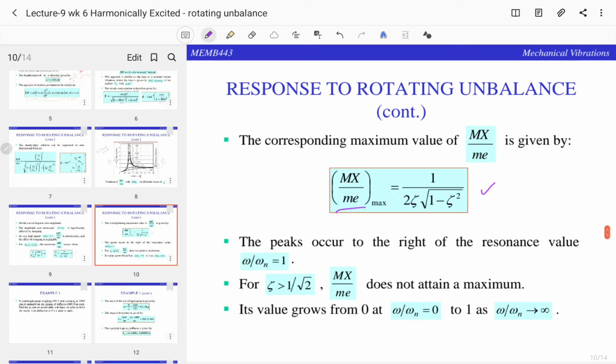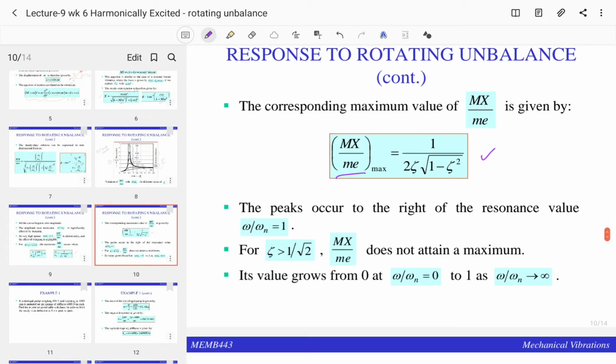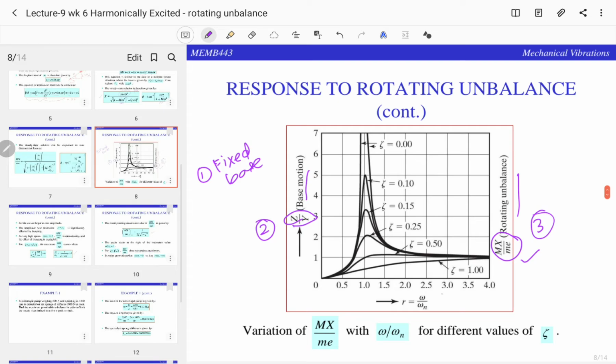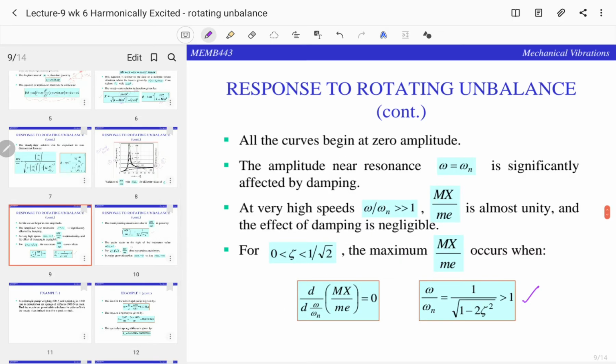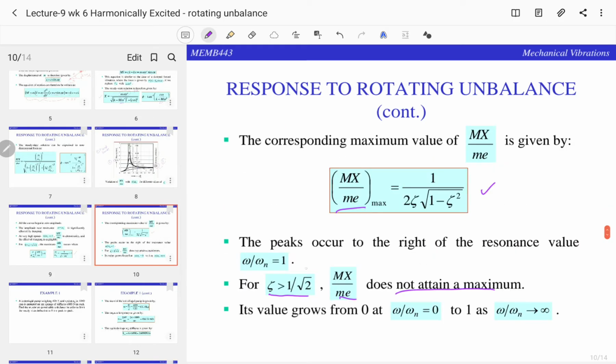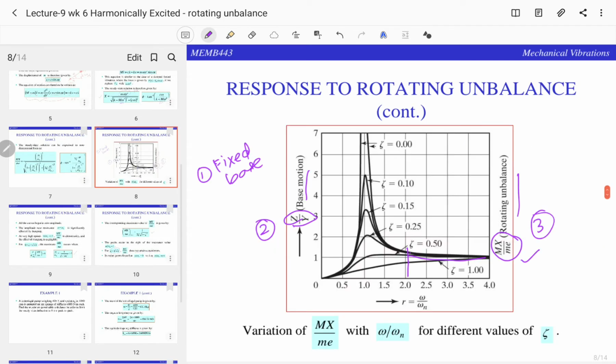Other than that, for zeta greater than 1 over square root of 2, MX does not attain a maximum. So in other words, you can see that there's no maximum value beyond this area, isn't it? They define it at a value of 1 over root of 2. At zeta 1 over root of 2, there is no maximum value.